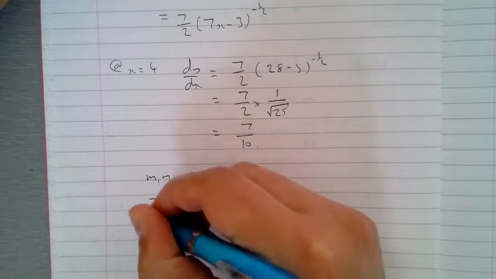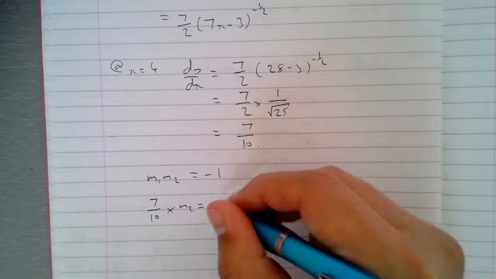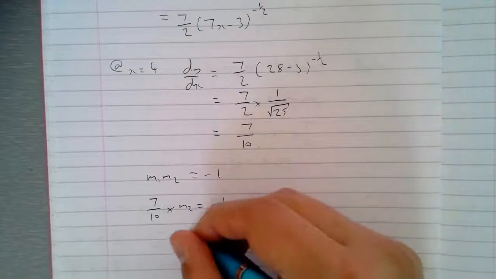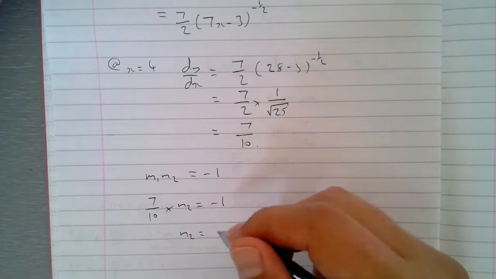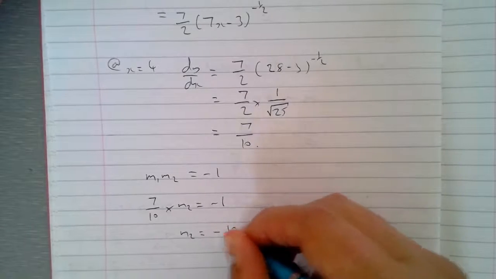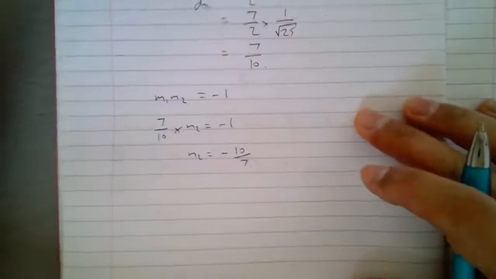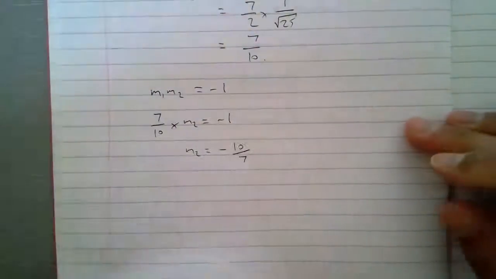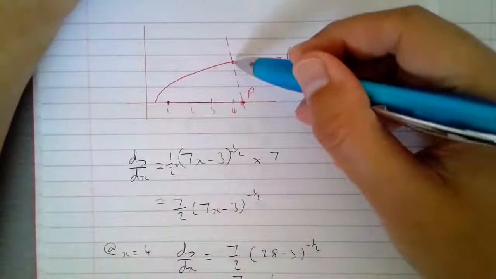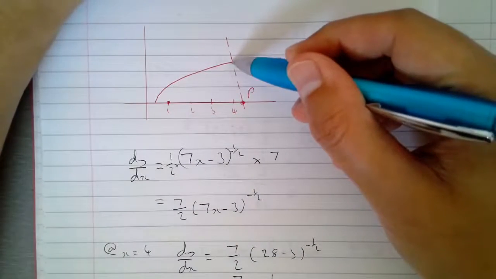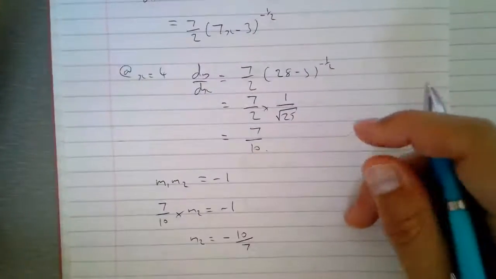So 7 over 10 is the gradient of my tangent, m2 is the gradient of my normal. Therefore, the gradient of my normal is going to be minus 10 over 7. I feel like I keep saying equation and gradient all the way around, I do apologise. So I know that one. I also need to know one of the points on the line. I know this is x equals 4, but I don't know what the y coordinate is. So let's go back down here and just see.